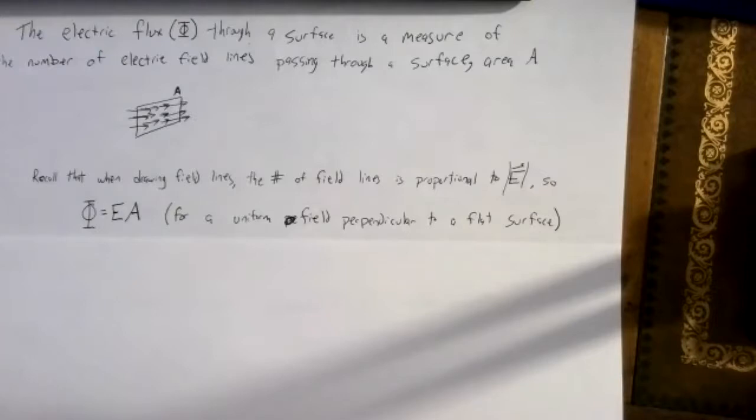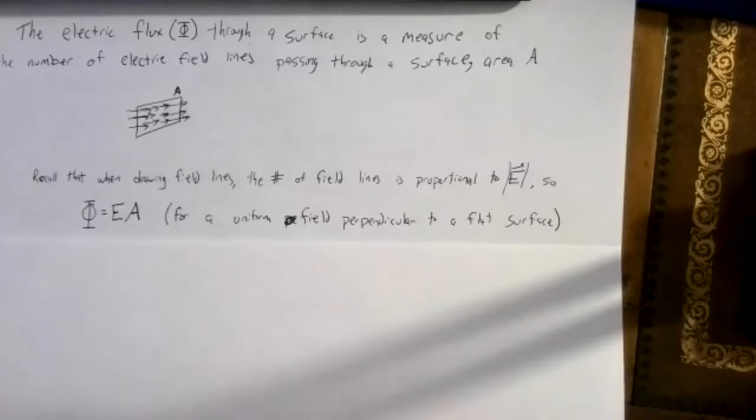But that should hopefully make sense to you, right? Why it should be just E times A, right? If we double the area, then you're doubling the number of field lines that are passing through it, right? If you double the electric field, so there's twice as many field lines in a given region, then you're going to have twice as many field lines passing through that surface, so twice the electric flux.